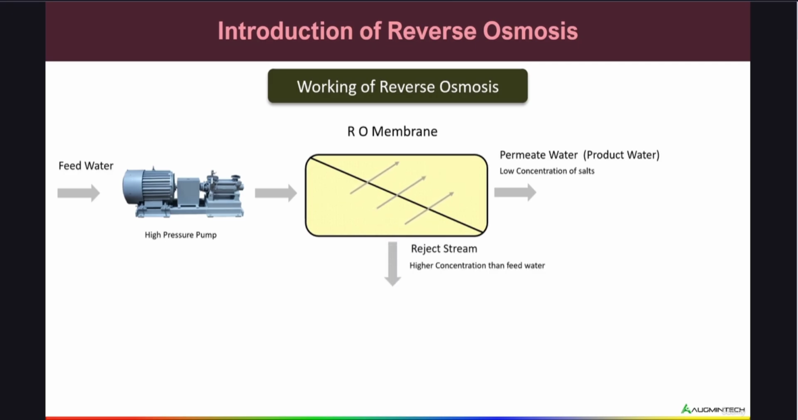The other name is known as concentrate, reject or brine, which has a higher concentration than the feed water. All three terms, that is concentrate, reject and brine, are used interchangeably and mean the same thing. After the working of reverse osmosis, we will try to understand the mechanism of reverse osmosis.